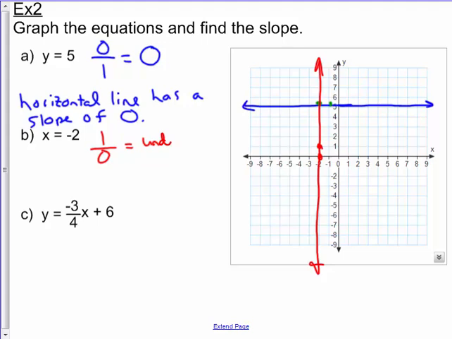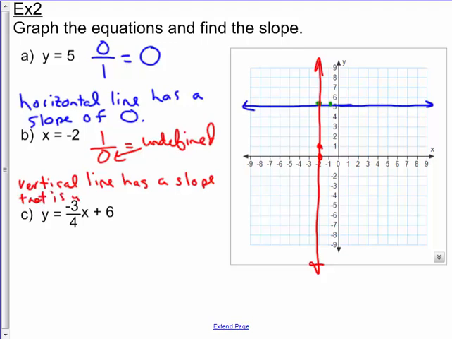Now, in math, there are certain things we can't do. One of them is dividing by 0. When we divide by 0, we can't, so we say the slope is undefined here. So for a vertical line, we would say it has an undefined slope.